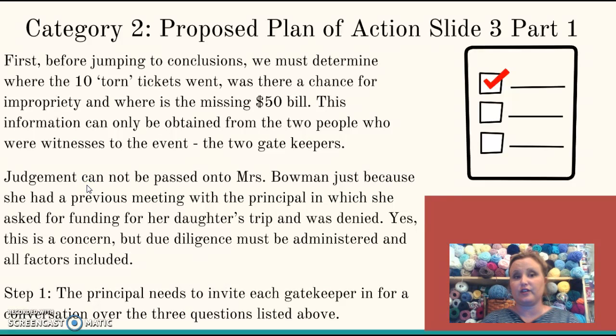So here is the plan of action. First off, we can only ask the people who were involved. The gatekeepers were the people who were the witnesses to the event. So before we do anything, the principal must have a conversation with each of them, preferably separately, and he needs to ask them 3 questions. Number 1, where are the torn tickets? Can they be retrieved? Number 2, is there a reason why the $50 bill was not in the change box? Can that be easily explained? And number 3, was there any chance for misuse of funds, or were the 2 gatekeepers together at all times?